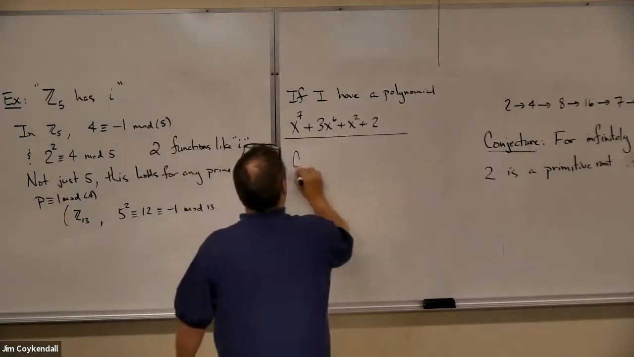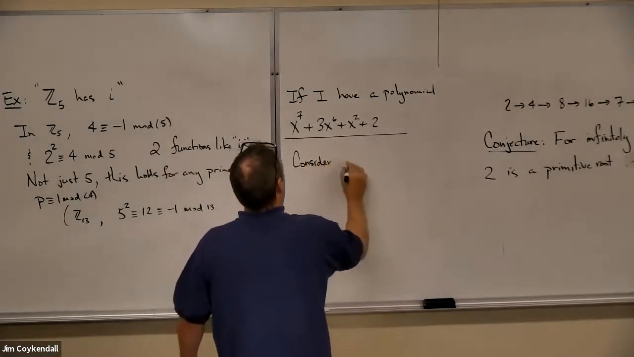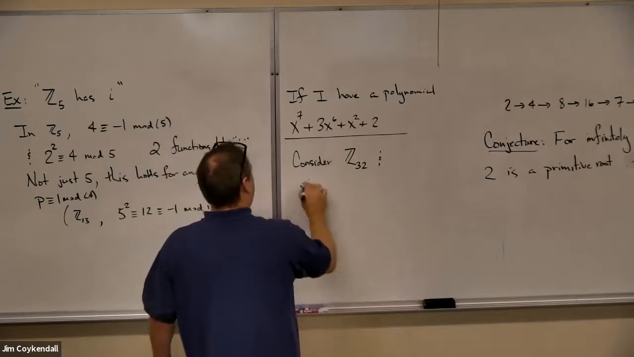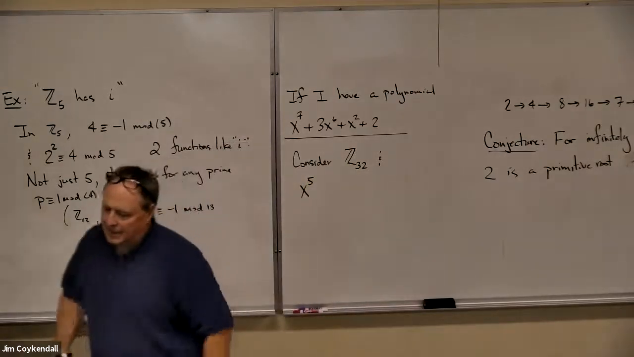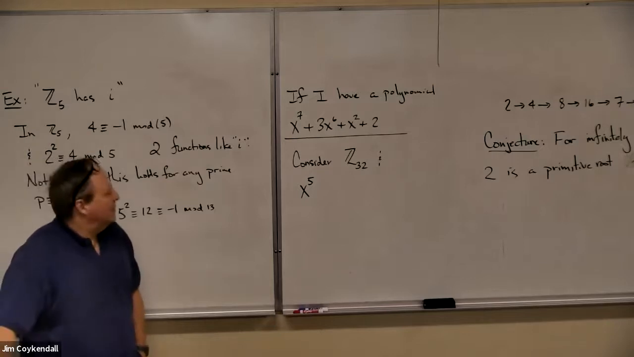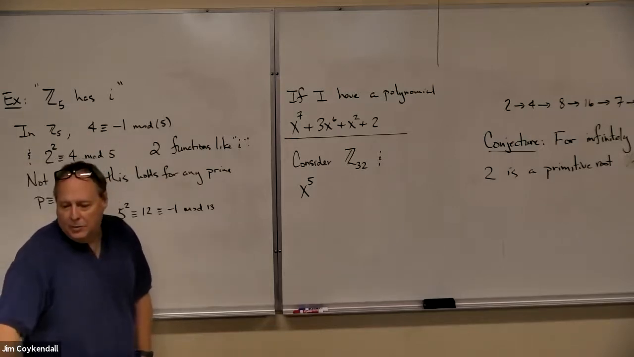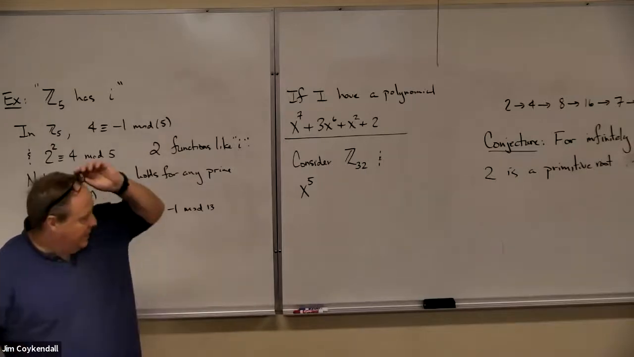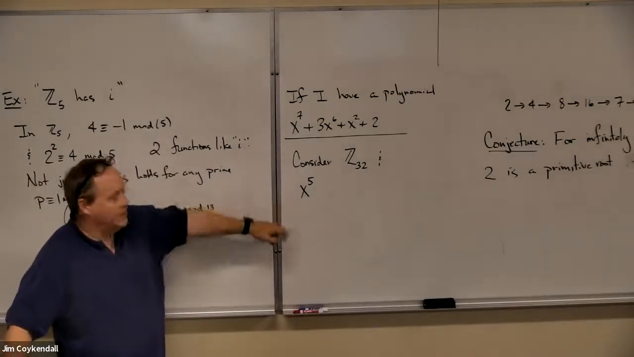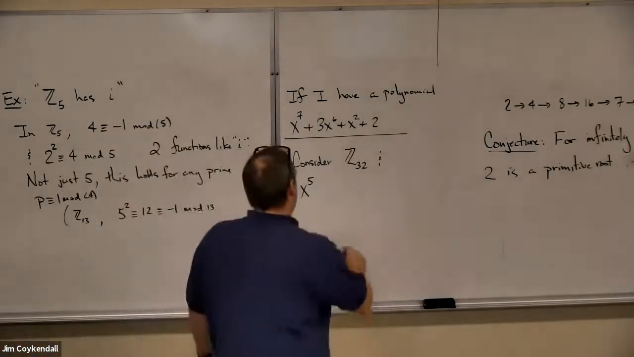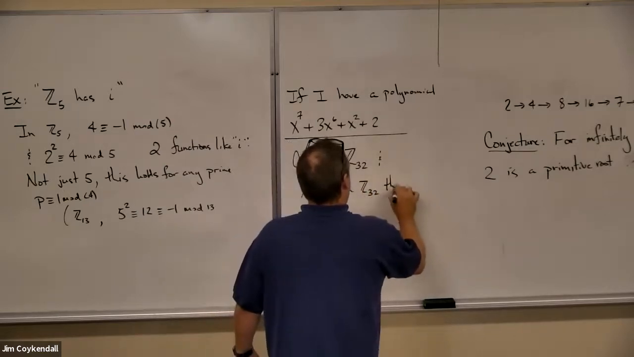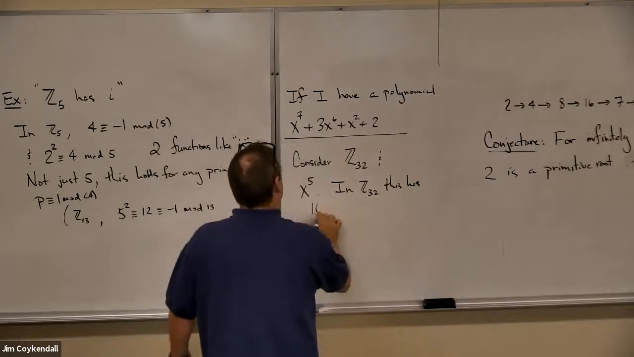Consider Z mod 32 and the polynomial x to the 5th. Now, of course, x to the 5th can have at most 5 roots, say in the rational numbers or real numbers. And in fact, it has one root of multiplicity 5, namely 0. In Z32, this has 16 roots.